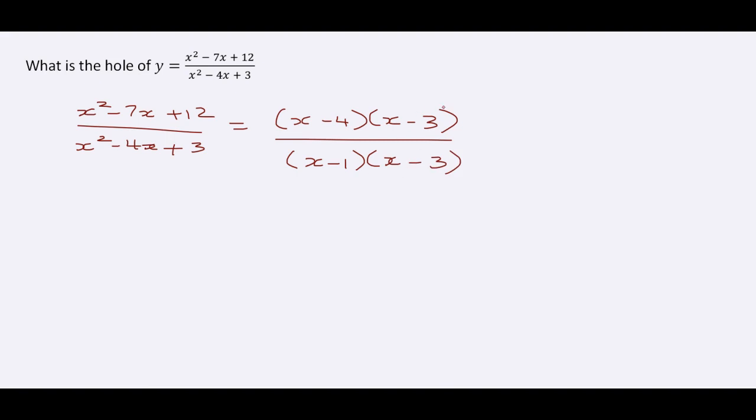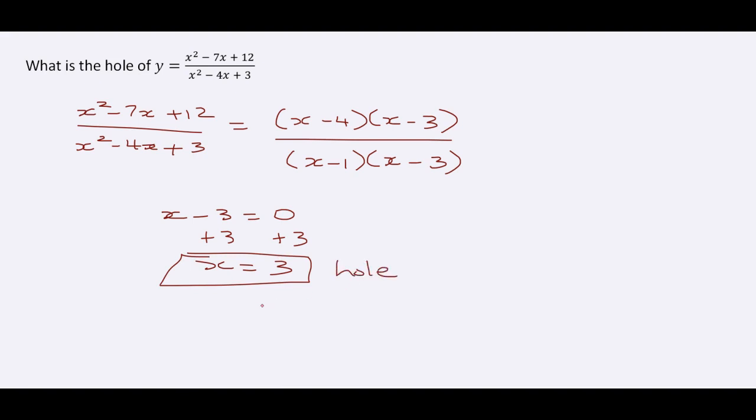So we can see the common factor is x minus 3. So we're going to find the 0 of that expression or of that binomial. So x minus 3 equal to 0. We add 3 to both sides. So x equal to 3. So x equal to 3 is going to be the hole of this rational function.